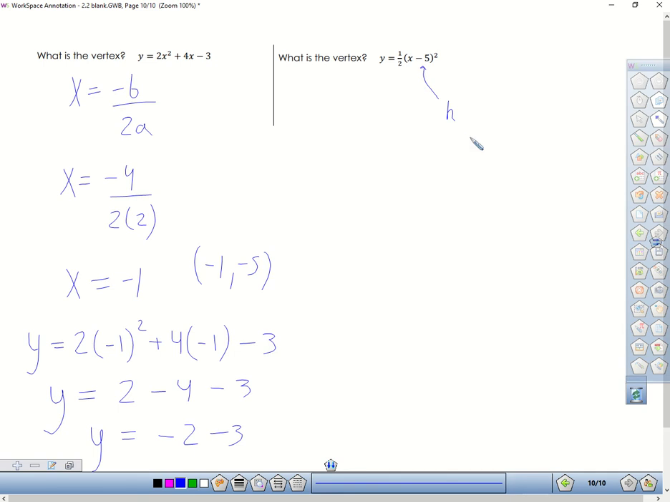So this is your h value. And what would your k value be here if there isn't one? 0. So you can add a plus 0 at the end, which means that your vertex is 5, 0. So if you don't have a k value added at the end in vertex form, you can add it on by saying 0.